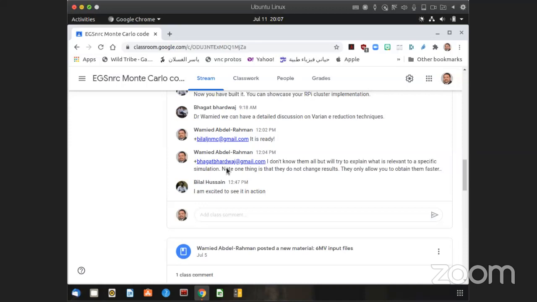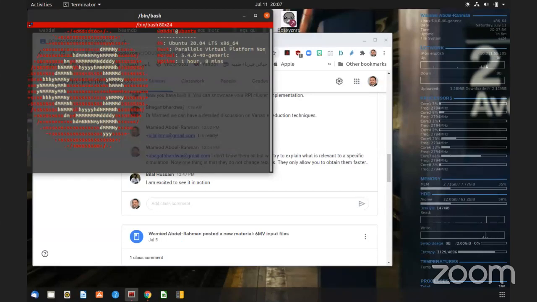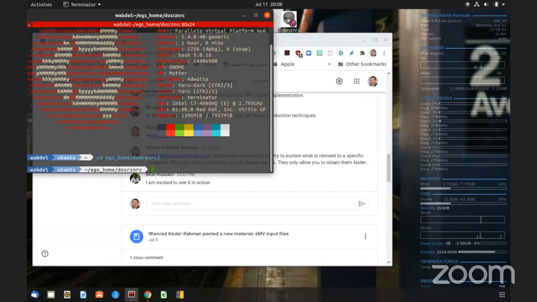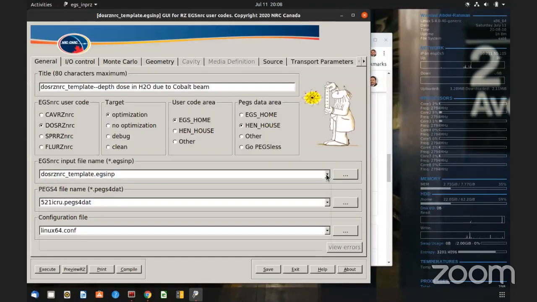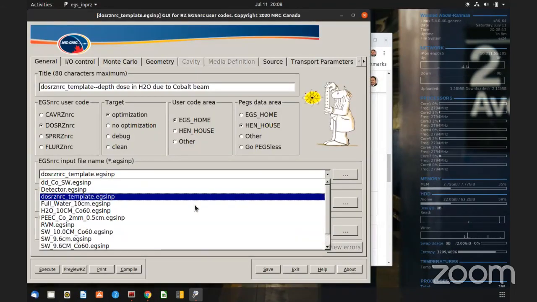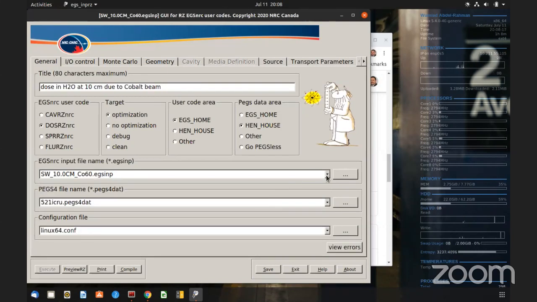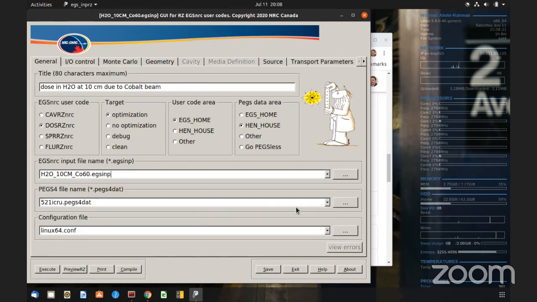Okay. So this is what I've done. I use the DOSRZ, it's faster. Actually, let's open it so that you can see the phantom. So we're going here, and I have this as solid. No, I don't want this. I want water, H2O, 10 centimeter. Okay. So I've made the geometry.